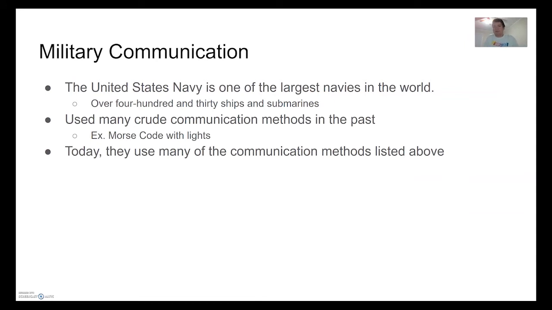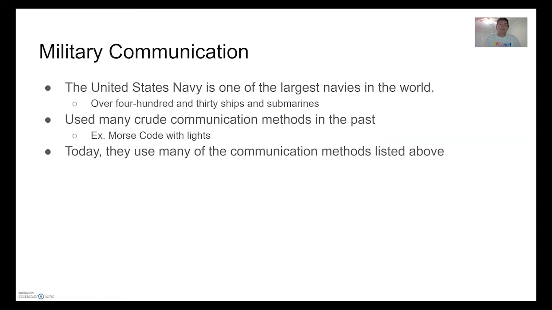So we've discussed the different radios and how they work and run when it comes to communications on the seas. Now I'd like to discuss military communication, which is huge because the United States Navy is one of the largest navies in the world. They currently have over 430 ships and submarines. With that being said, they need to communicate.